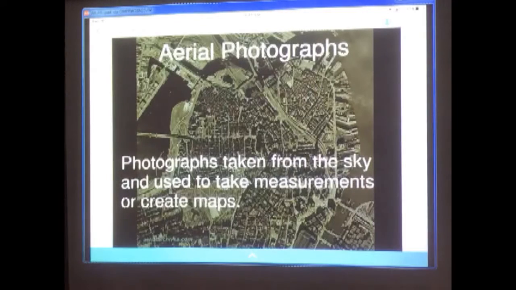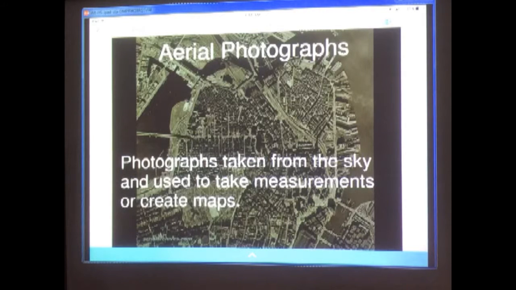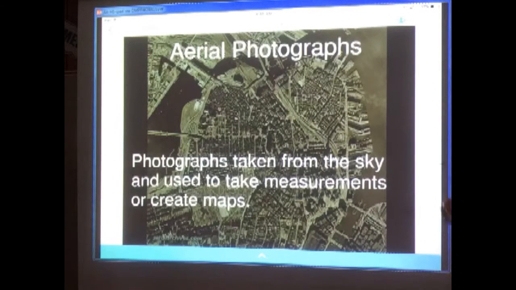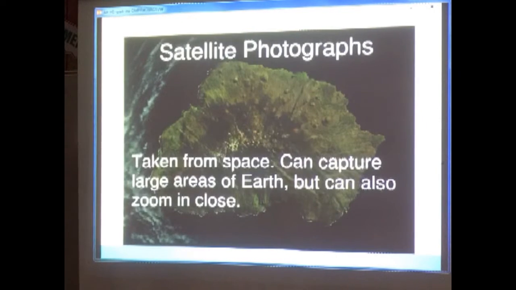All right. The other kind of tools we have are aerial photographs. These are photographs that are taken from the sky and used to take measurements or create maps. Most of the time your aerial photographs are taken from a plane, hot air balloons, blimps, whatever, that you can get up above, and you're going to take a picture of the land. So we could use this to make a road map, to identify where different neighborhoods are, the layouts of different neighborhoods in the city. And then we have satellite photographs. These are taken from space. And they can capture large areas of the Earth, or they can zoom in really, really close.